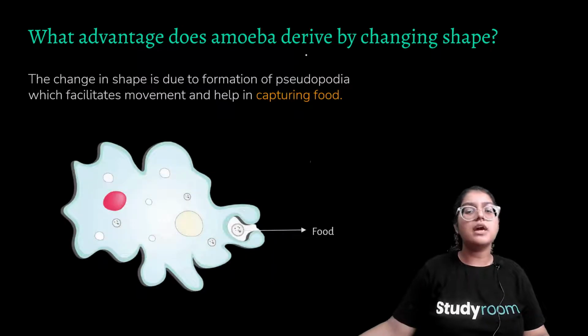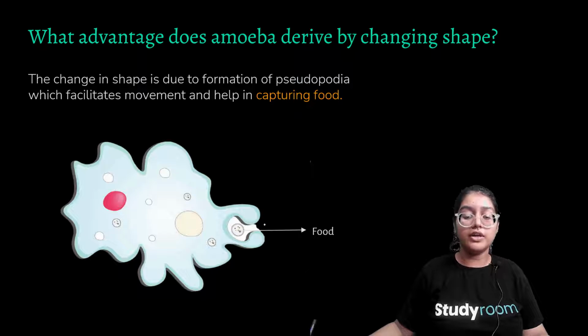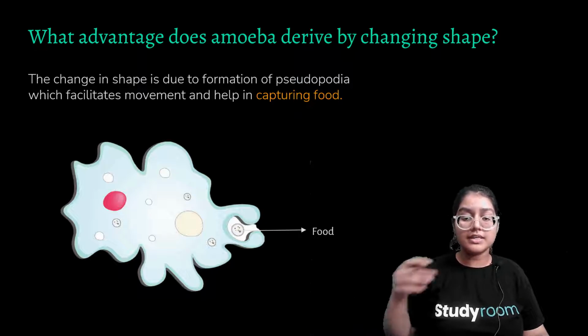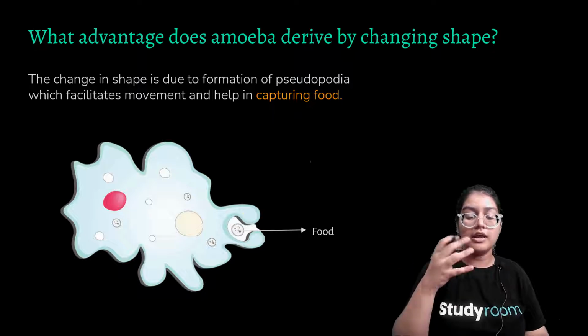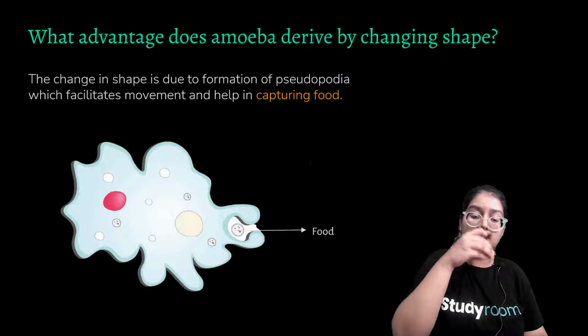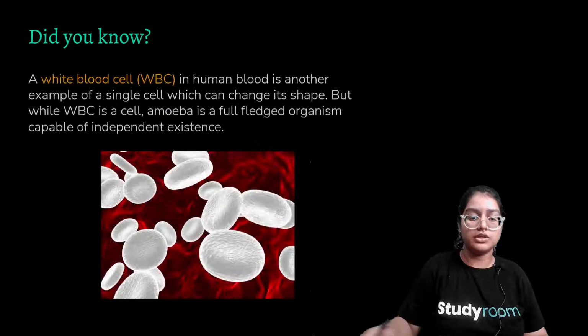What advantage does amoeba derive by changing shape? Just like we mentioned, amoeba can be of any shape. The change in shape is due to the formation of pseudopodia. Pseudopodia helps in movement and in capturing food. You can see this amoeba trying to feed on this food by emerging its pseudopodia, and it will engulf this food particle into its body. So this is the benefit.